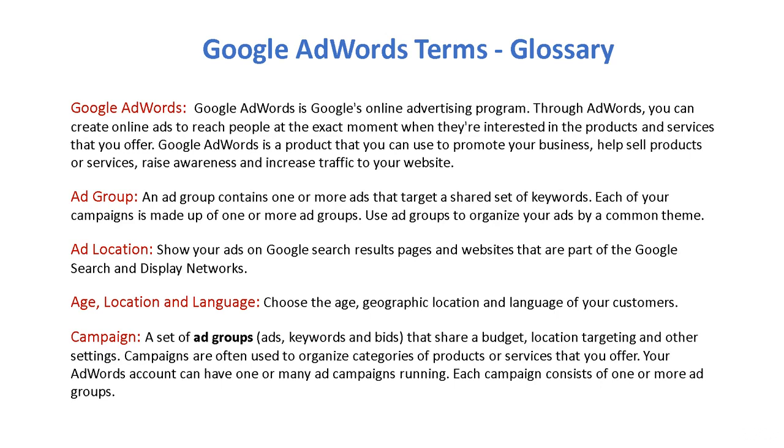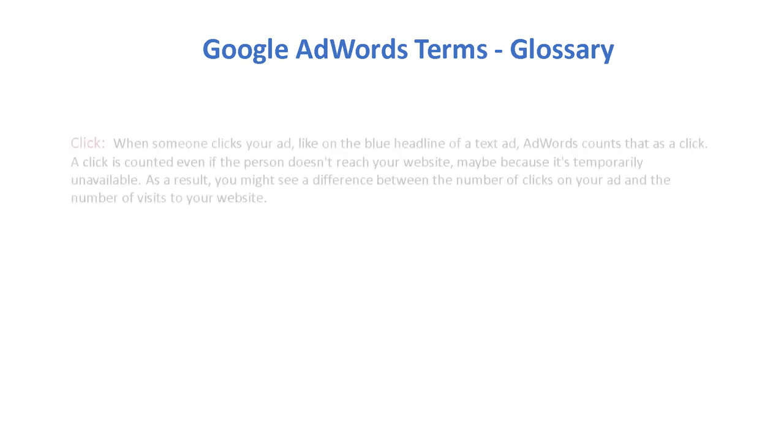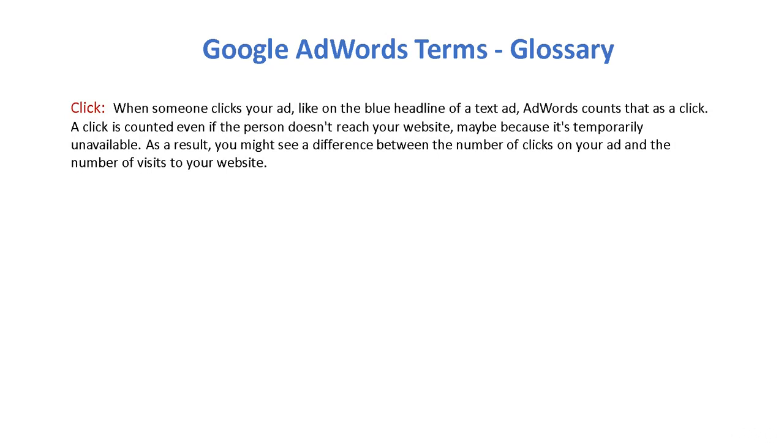Next is click. When someone clicks your ad, like on the blue headline of a text ad, AdWords counts that as a click. A click is counted even if the person doesn't reach your website, maybe because it's temporarily unavailable. As a result, you might see a difference between the number of clicks on your ad and the number of visits to your website. Clicks can help you understand how well your ad is appealing to people who see it. Relevant, highly targeted ads are more likely to receive clicks.